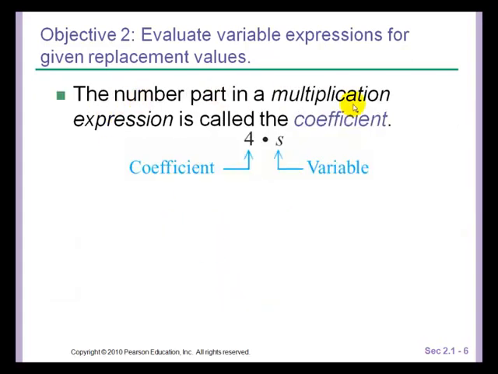The number part in a multiplication expression is called the coefficient. So in this expression we have 4 times s. The 4, the thing that we're multiplying by, is the coefficient. The s is the variable.